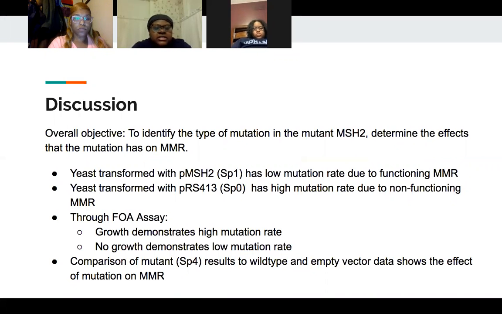So the overall objective of this entire experiment was to identify the type of mutation in the mutant MSH2 and to determine the effects that the mutation has on MMR. So to do this, yeast was transformed with PMSH2, and it was shown to have a low mutation rate due to the functioning MMR. And the yeast that was transformed with the empty vector has a high mutation rate due to non-functioning MMR. So through the FOA assay, we were able to see that growth demonstrates a high mutation rate and no growth demonstrates a low mutation rate. And so we compare the FOA results of the mutant SP4 to the wild type and the empty vector data, which shows us the effect that the mutation has on MMR.